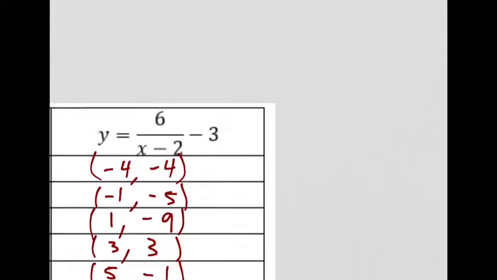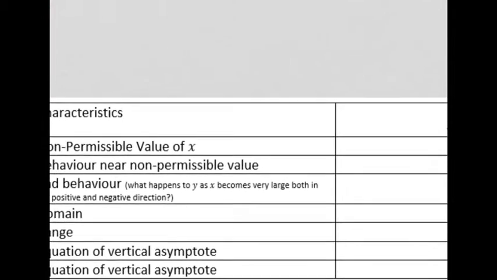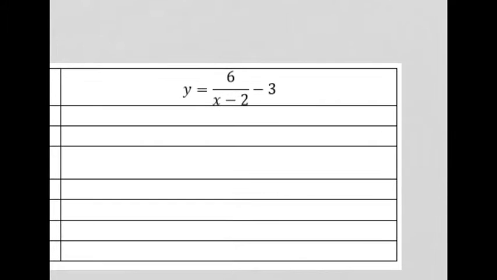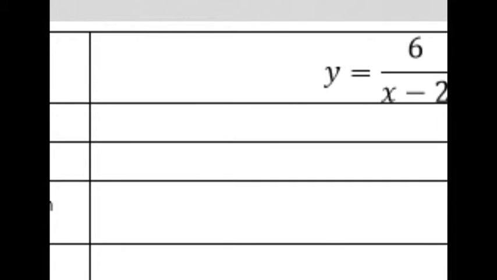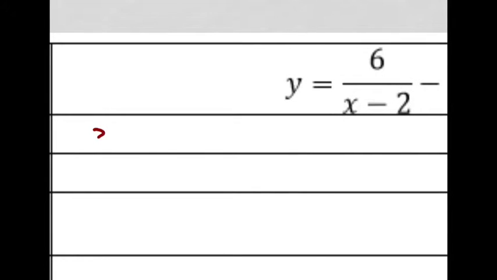Sorry, let me go over here. Non-permissible values of x. To find those, we just take the denominator, which is x minus 2, and say it can't equal 0, right? And then solve for x. We've done this before. So x can't be 2.